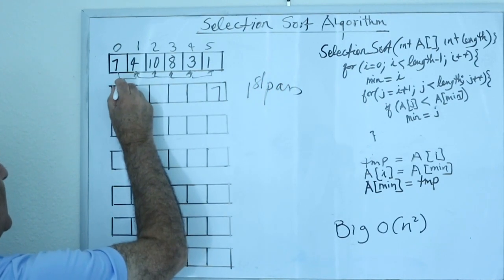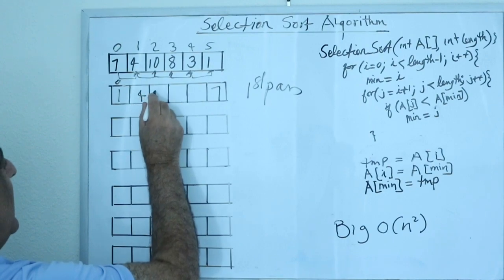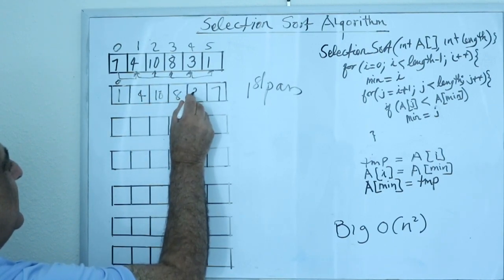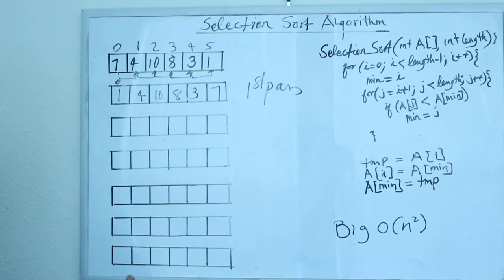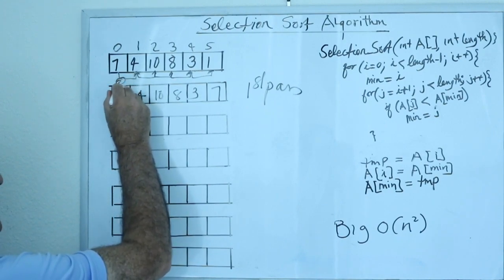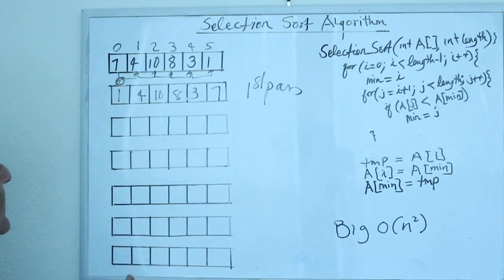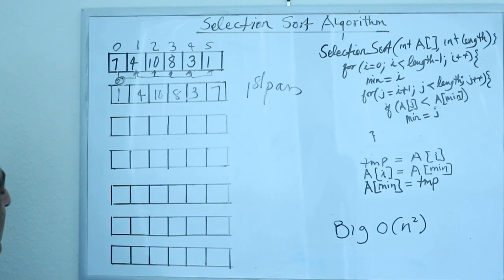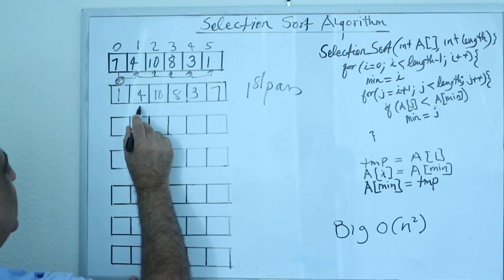So basically 1 is out of the picture. I put 10, 8 and 3. These are the rest of the numbers I have to go through. So basically I put the smallest number in its proper position. Now I'm going to go through the next. I pick up 4. So my index is now 1.